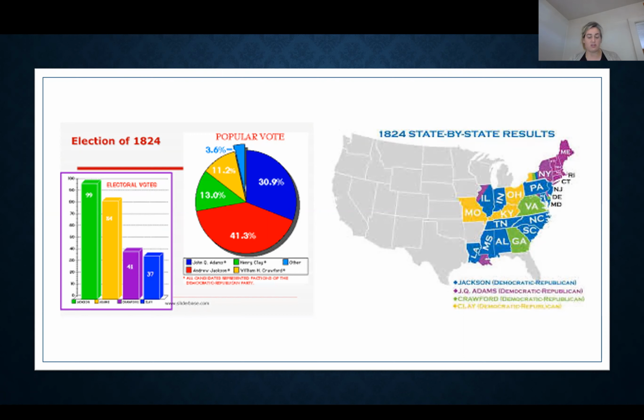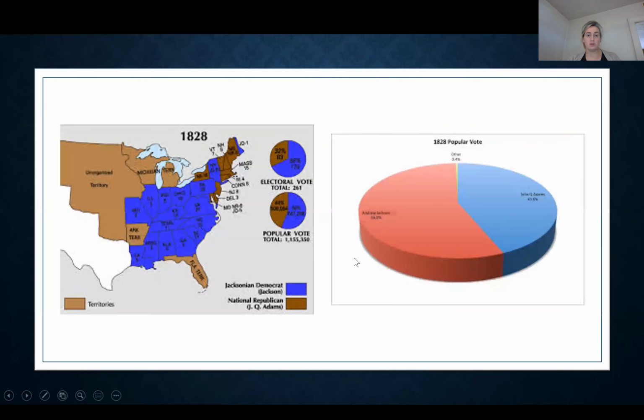Now, again, although there's no proof that a corrupt bargain took place, we do know that Jackson's claim would contribute to him winning the presidential election in 1828. And so here you see the results of the 1828 election.